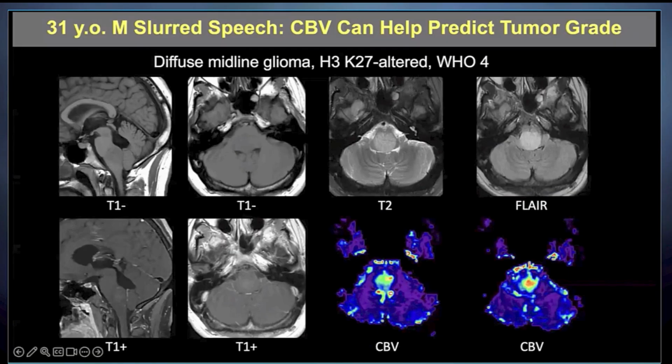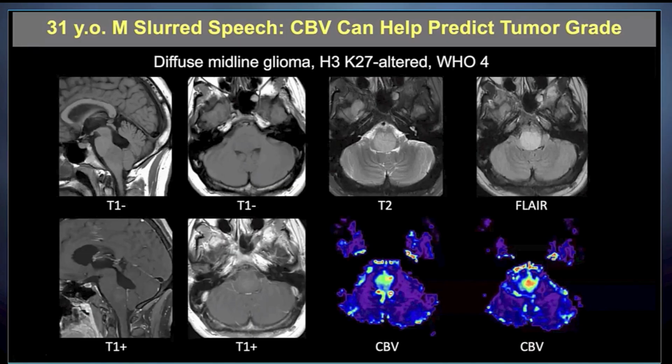We see a well-circumscribed FLAIR hyperintense medullary lesion that has minimal contrast enhancement, but it has well-defined margins and no surrounding edema, features which might be considered to be low grade at first interpretation. But the CBV map showed very strikingly high cerebral blood volume, suggestive of a higher grade tumor. And in fact, this lesion was found to be a WHO grade 4 glioma.